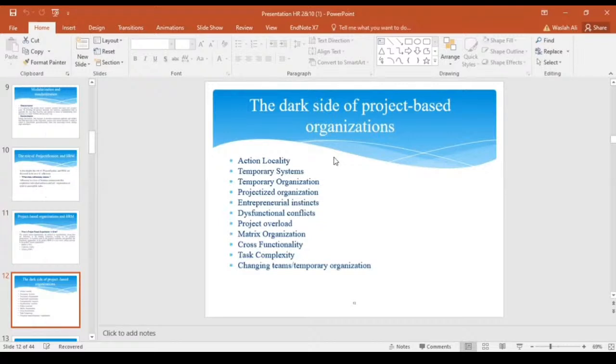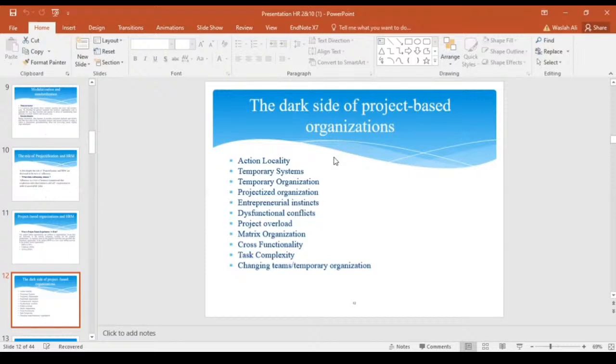The topic of my presentation is the dark side of project-based organization. They are defined and explained as under: action locality, temporary system, temporary organization, projectized organization, entrepreneurial impacts, dysfunctional conflicts, project overload.